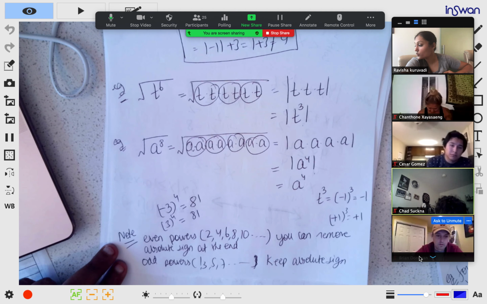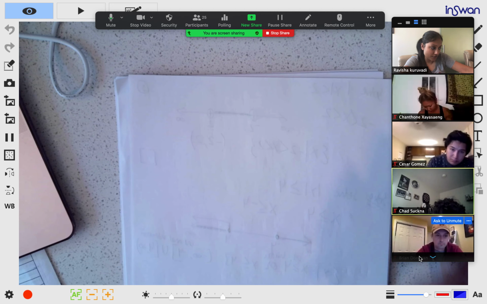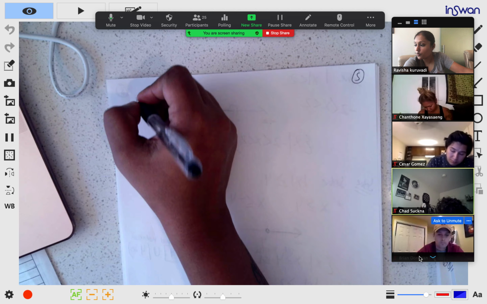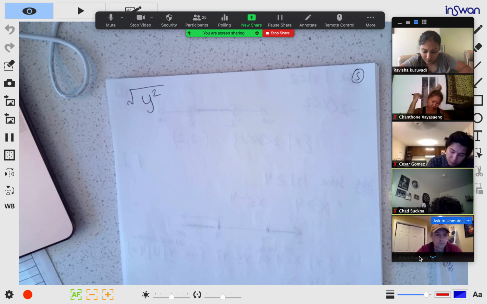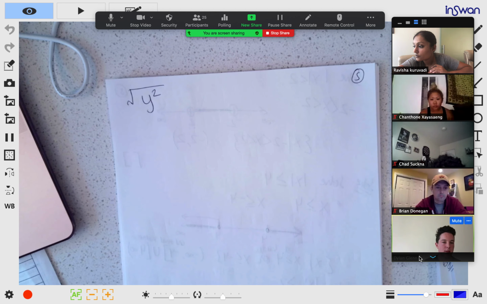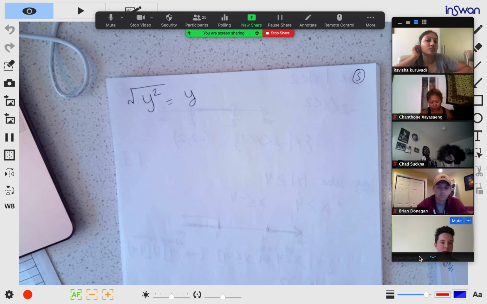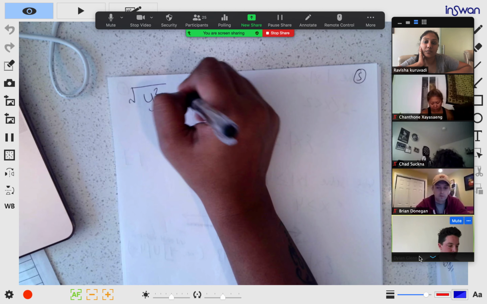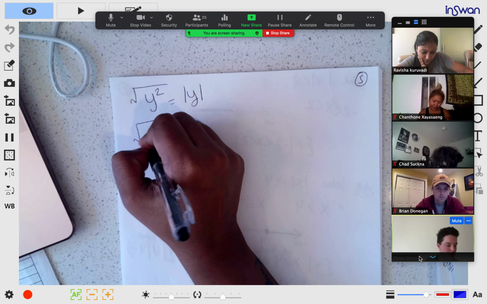Any questions with this one? Let's do more problems on this. Here you have to find the square root of y square. Dylan, what's the square root of y square? Y. Will I put absolute value or no? Yes, I will put absolute value. That's correct.